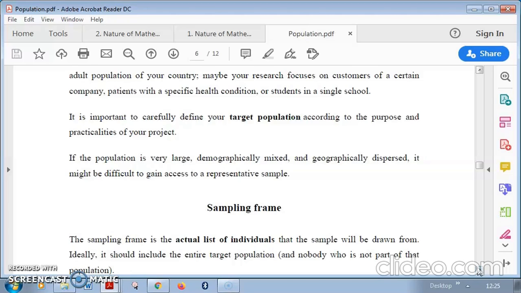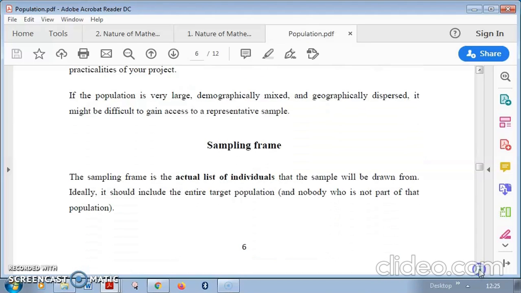Therefore, if you go for the whole world, what will happen? There may be some island very far away, out of reach from you, and you don't have that much money to reach it. Then it is impossible for you to collect data, and it cannot be a representative sample. Therefore, you have to see whether it is possible and practical for you to reach the population. So these are the practicalities we have to see.